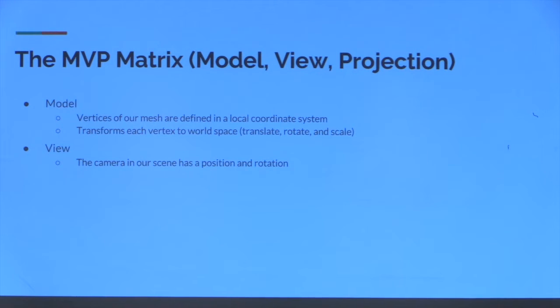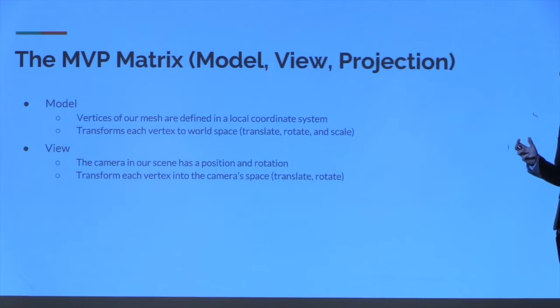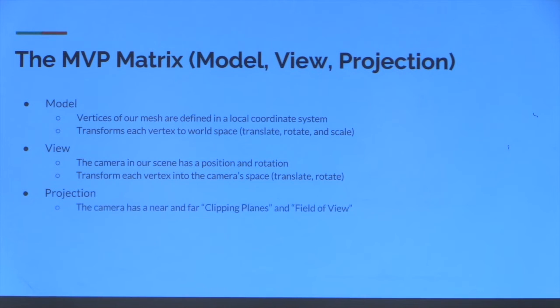Then we've got the view. We've also got a camera in our scene, and our camera itself has a position and a rotation. So we need to make another matrix that says, okay, how does this affect our set of points, our points that are local to the mesh? Because if our camera is facing away, we don't even want to render this object, so we need to factor in the camera.